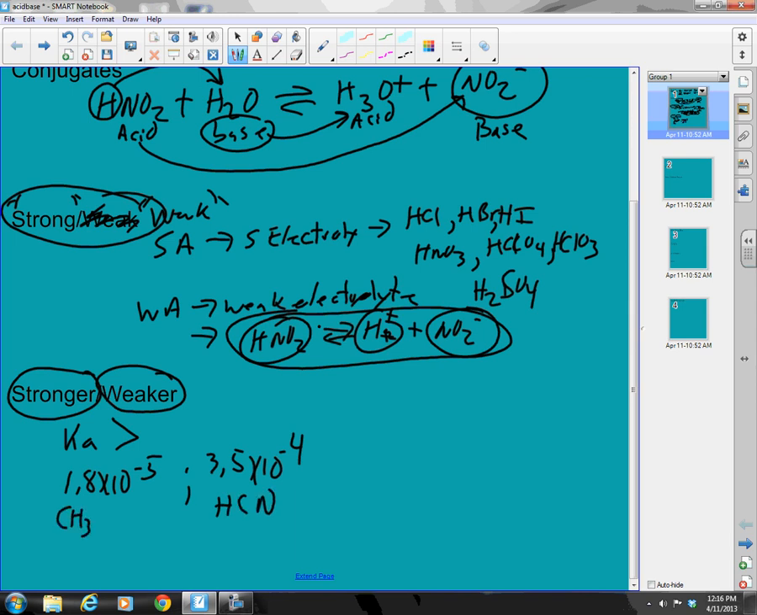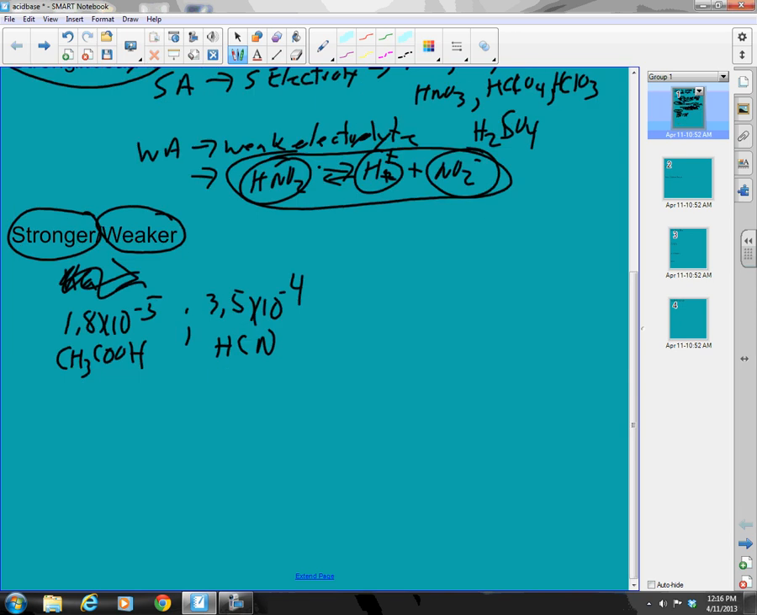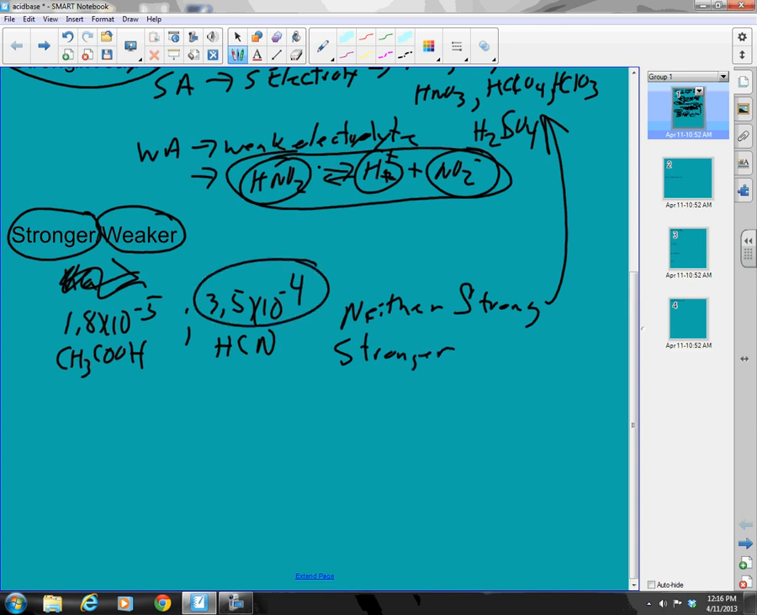Oh, why did I pick one with so many symbols? Good. So cyanic acid, acetic acid. Which of these is a strong acid? The answer is neither. Neither is a strong acid. Why not? Because we already defined strong as one of these. Which of these is the stronger acid? Well, we look at the Ka. The one with the greater Ka is the stronger acid, so HCN is a stronger acid than acetic acid.